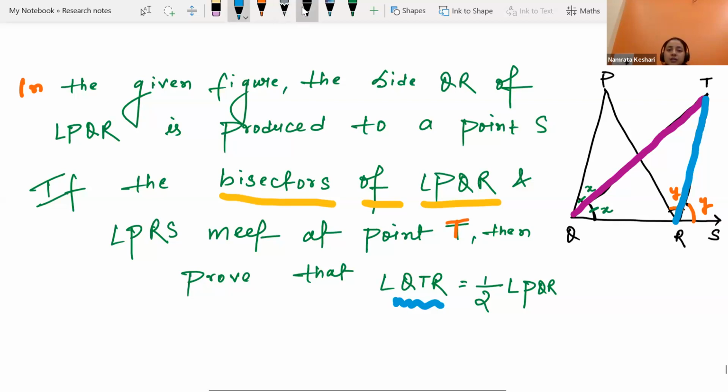Let's see what can be done. Can we take QTR and PQR as alternate interior angles? But we don't know if these two lines are parallel or not. Right? We don't know, and if we don't know, then we cannot assume, Sazia.